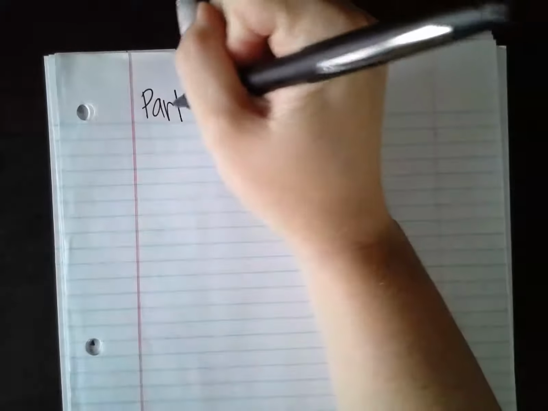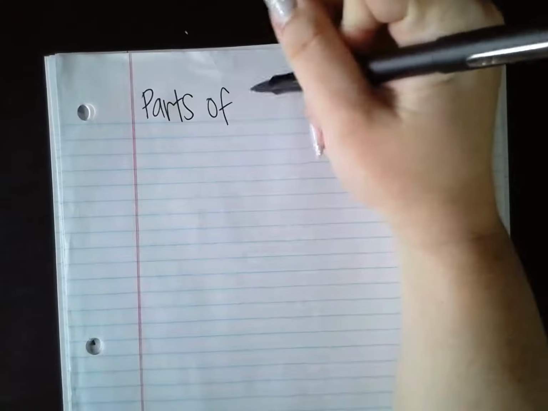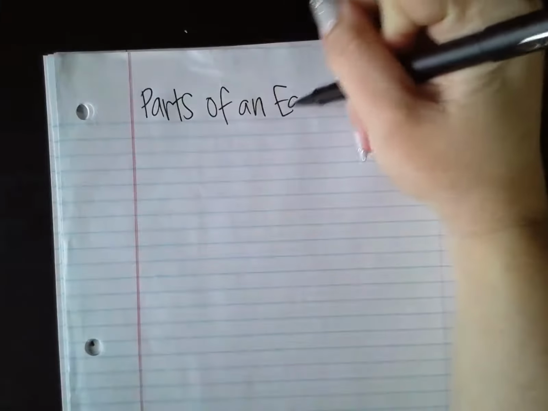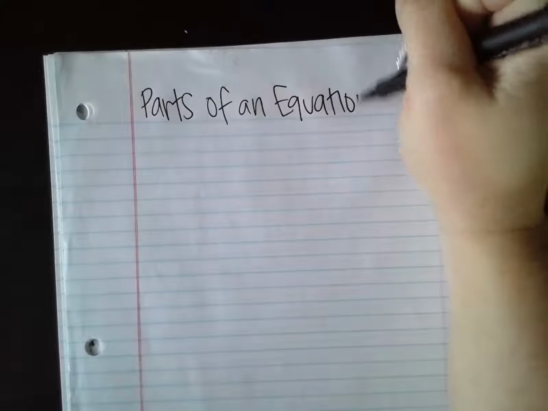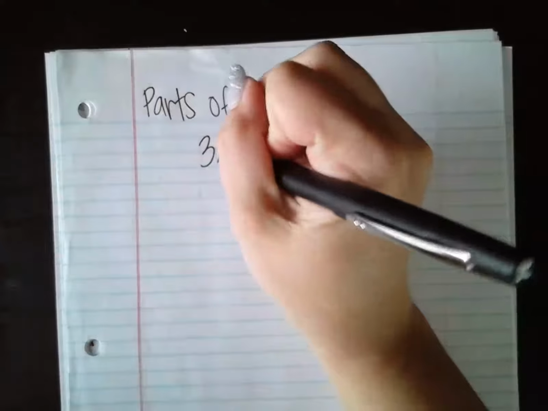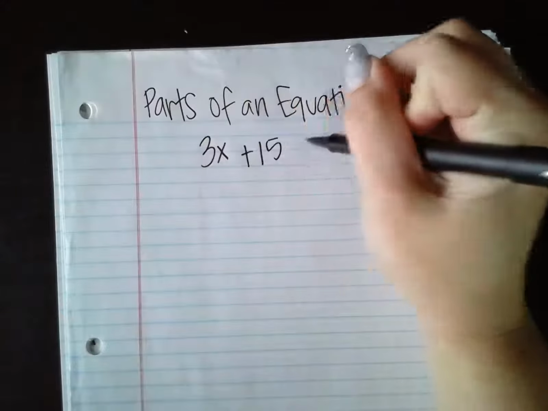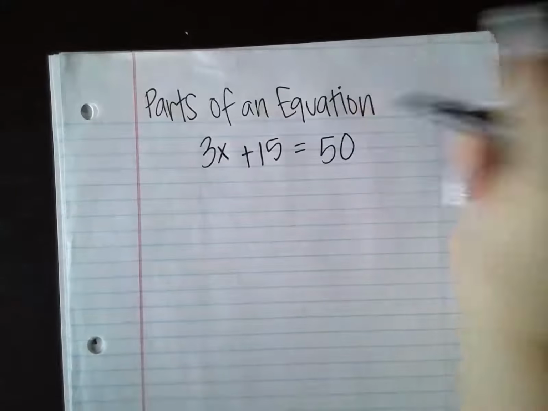In this video, we are going to talk about the parts of an equation. So you can title this page, Parts of an Equation. The best way we can know the different parts of an equation is to actually give you an equation. So let's say we have the equation 3x plus 15 equals 50.